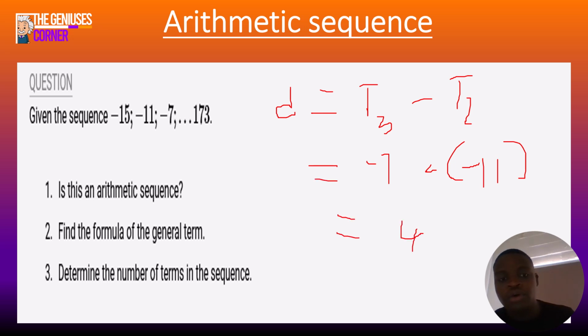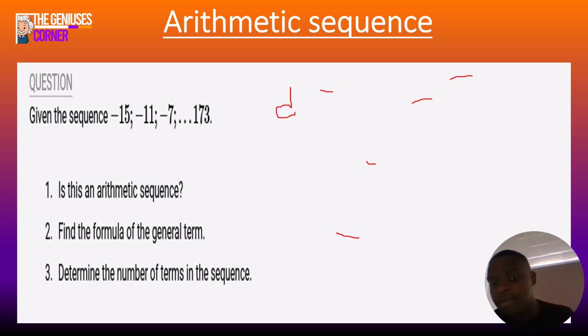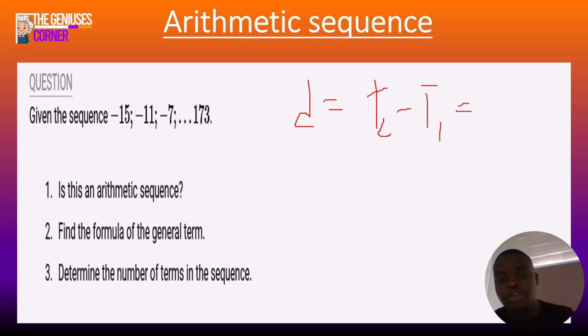Now we can conclude that our sequence is indeed an arithmetic sequence. The reason being that d is equal to T2 minus T1 and it's equal to T3 minus T2. And that is how we check whether a sequence is an arithmetic sequence or not.